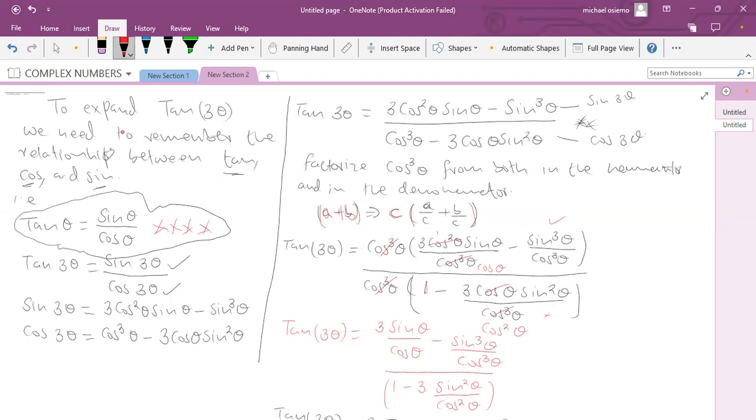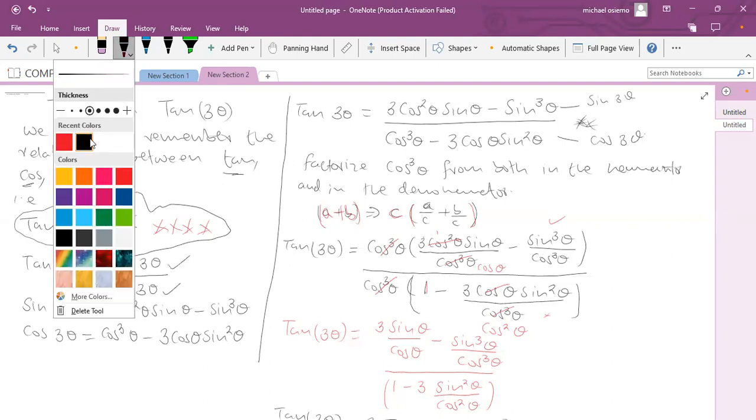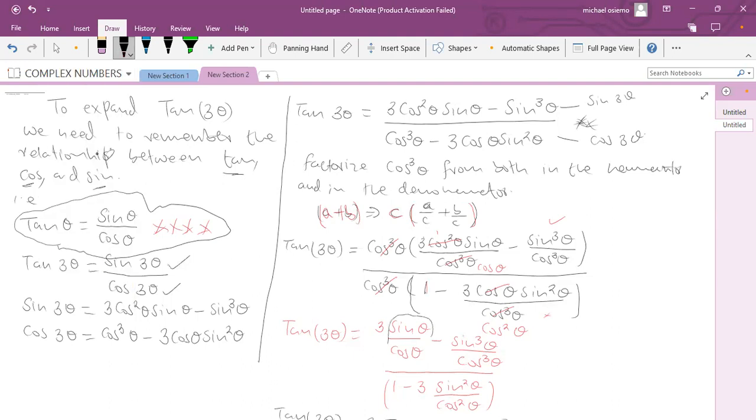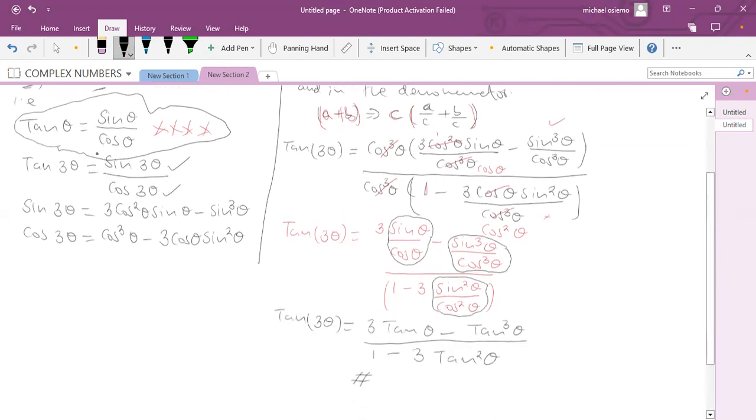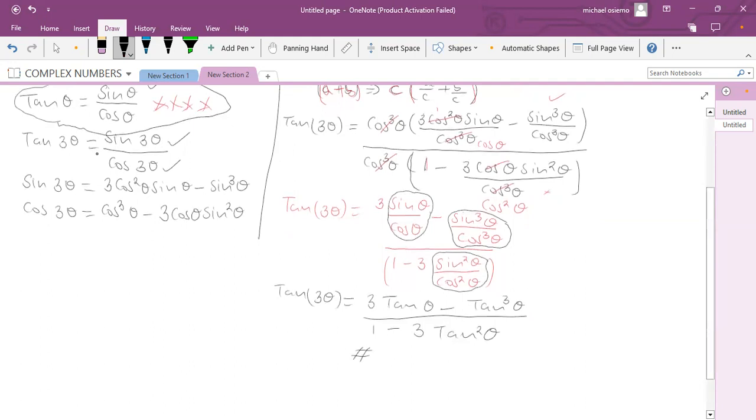We remember that tan theta is equal to sine theta over cos theta. So it means this expression here is equal to a tan theta. This one becomes a tan cubic theta, and this one here becomes a tan squared theta. And so therefore, the final expression for tan 3 theta will be given by tan 3 theta equals 3 tan theta minus tan cubic theta, over 1 minus 3 tan squared theta.